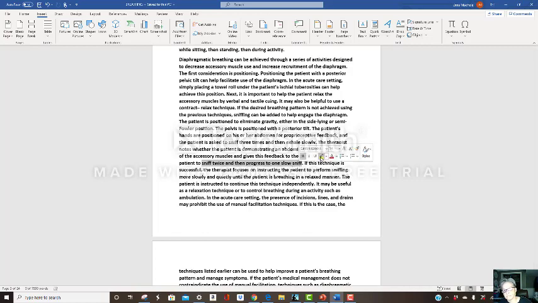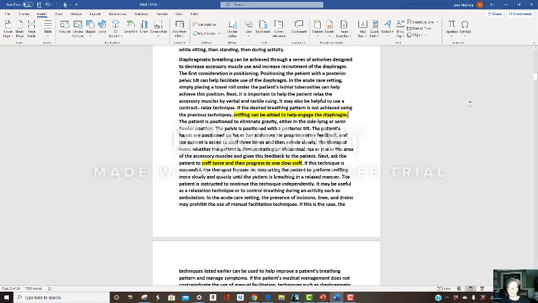Next, ask the patient to sniff twice and then progress to 1 slow sniff. If this technique is successful, the therapist focuses on instructing the patient to perform sniffing more slowly and quietly until the patient is breathing in a relaxed manner. The patient is instructed to continue this technique independently. It may be useful as a relaxation technique or to control breathing during an activity such as ambulation.